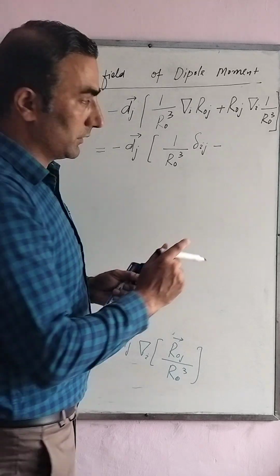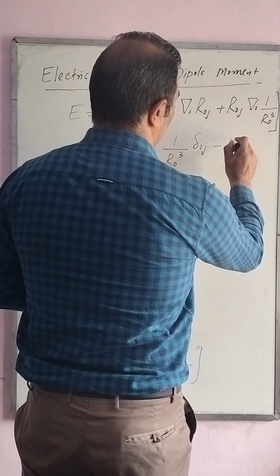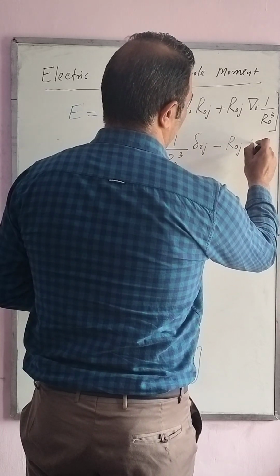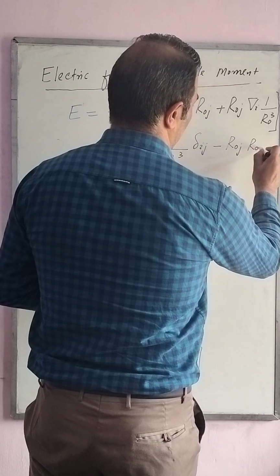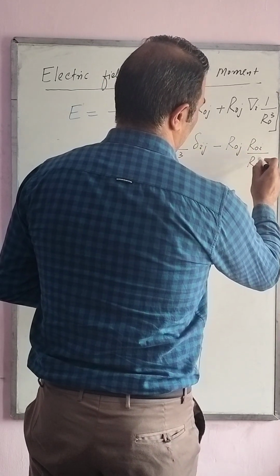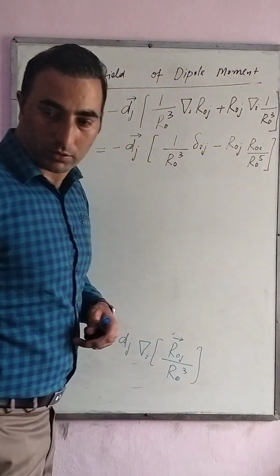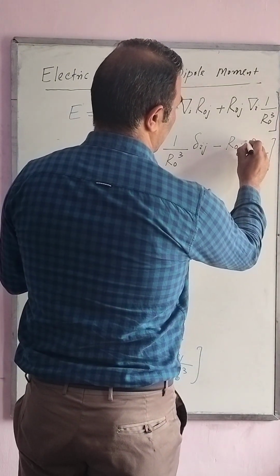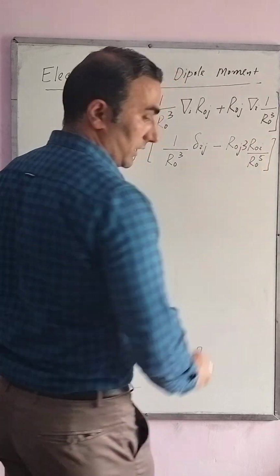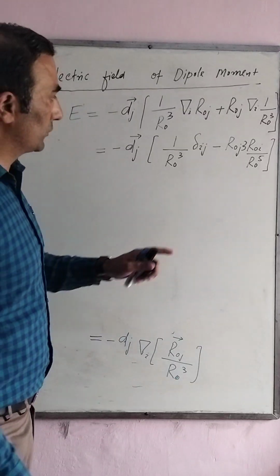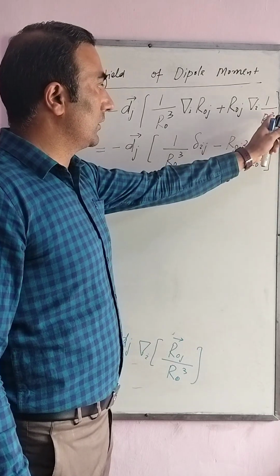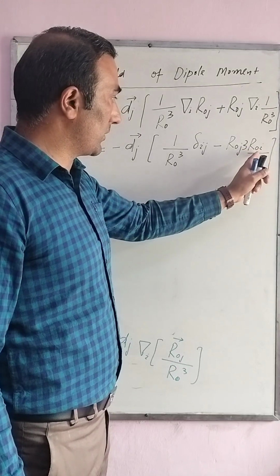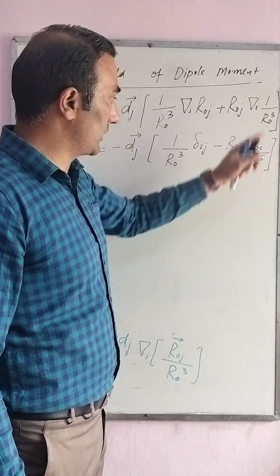And this will be equal to r naught raised power 5. Okay, and this is three times. Okay, so because when you differentiate, this will be minus r naught raised power minus 3, so that will be minus 3 by r naught raised power 4, and I am writing here r naught multiply, so this will be r naught raised power 5. So this is same.